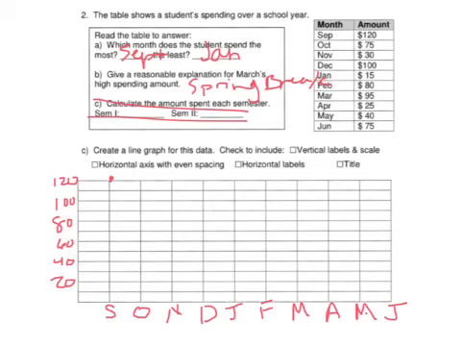October would be 75, so maybe somewhere around there. November was $30, so right there. December went all the way up to 100. January just at 15. February was at 80. March is at 95. April is at 25. May is at 40. And June is at 75.